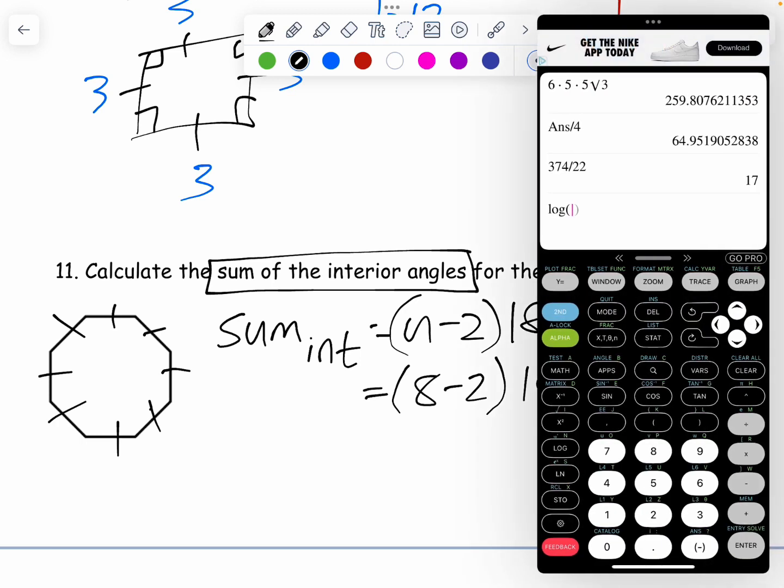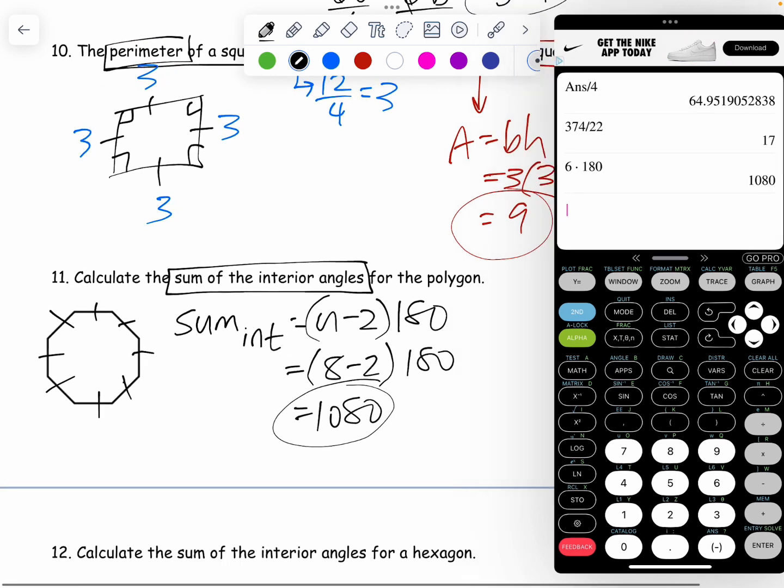And 8 minus 2 is 6. And I'm going to multiply that by 180. And I got 1080, and that is how you do the sum of the interior.